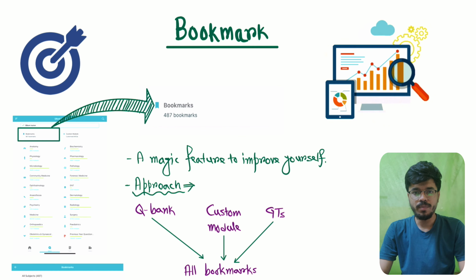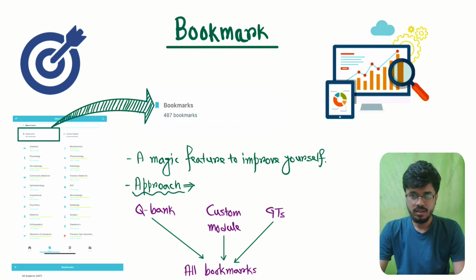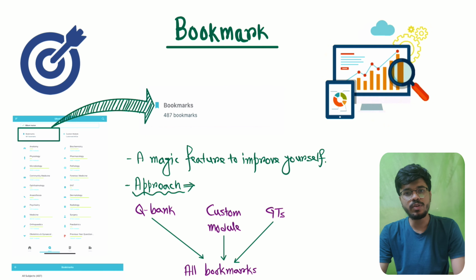In this video we talk about bookmarks. Bookmark is a magic feature to improve yourself. There are so many online platforms: Marrow, PrepLadder, Doctutorials, Dams. In their Q&A section, you get a bookmark feature. But we do not realize the significance of bookmark. Bookmark is a very important strategy to improve yourself. So in this video, we talk about how to improve yourself by effectively using bookmarks.